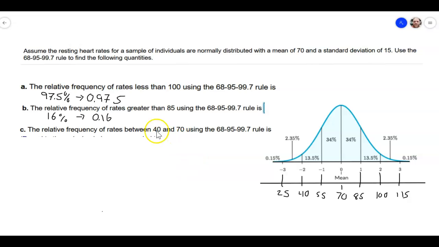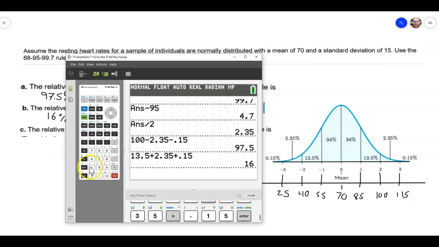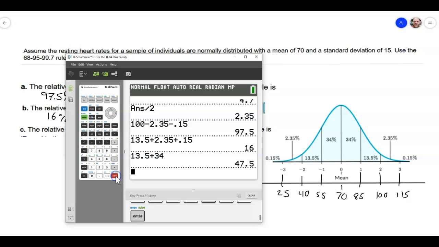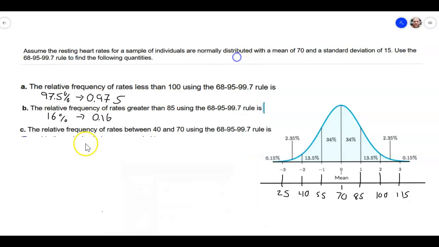And the last one says between 40 and 70. Here's 40, there's 70, so it's just 13.5 and 34. So just add those two up. 13.5 plus 34 is 47.5%. And converted to a relative frequency, that would be 0.475.